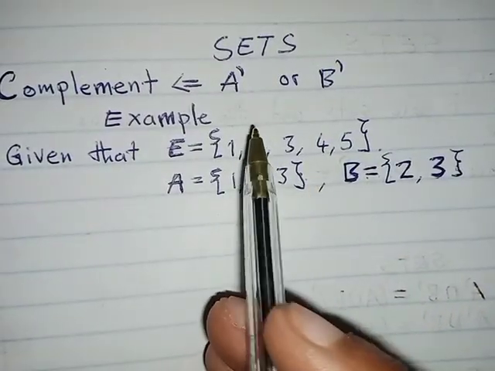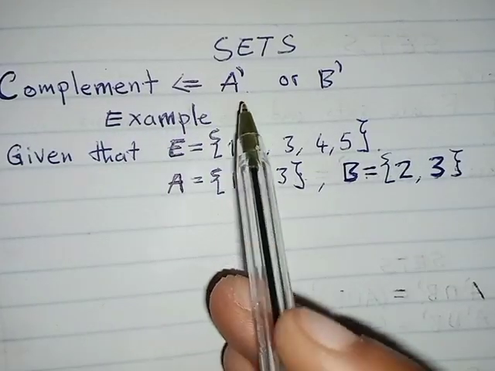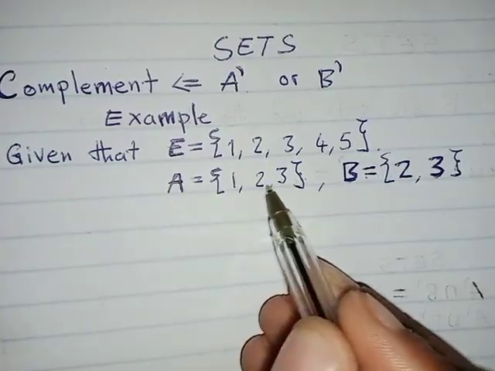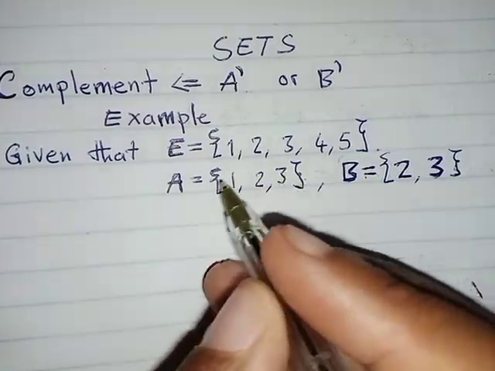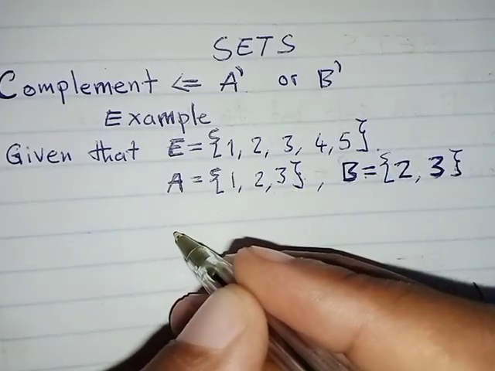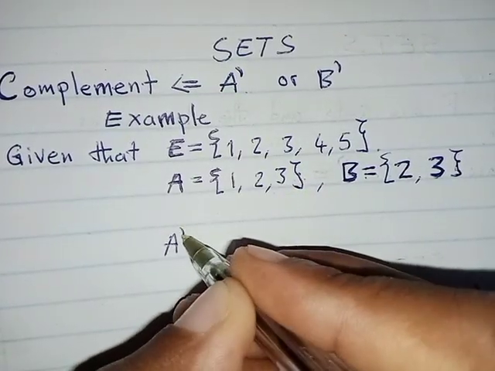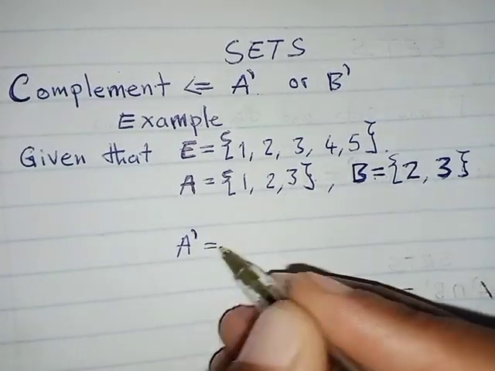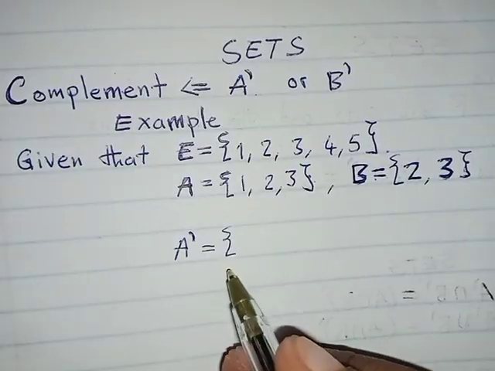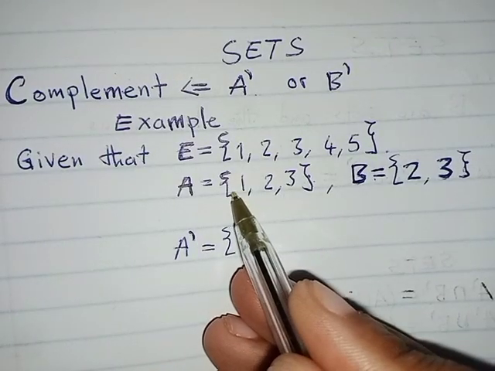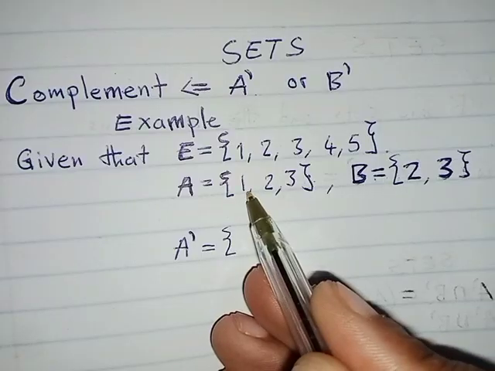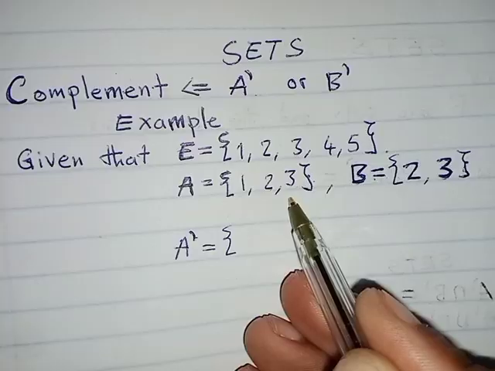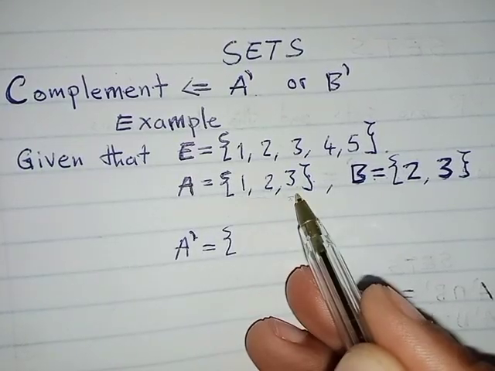Now, let us talk about the complement of the set. If this is our set A, what will be the complement of this set? To find the complement of this set, we begin with a notation. We say A complement, meaning things that are not in set A. To find A complement, we should be looking at set A. So we see that in set A we have 1, 2, 3. A complement means things that are not in this set. So what are those things that are not in this set?